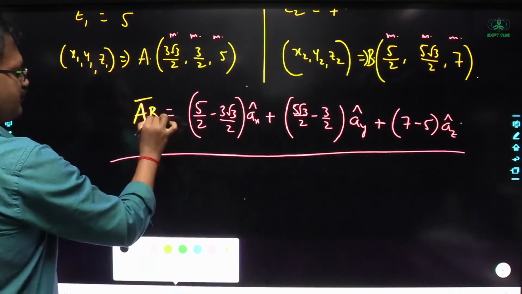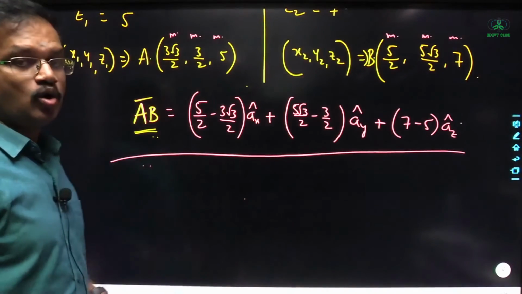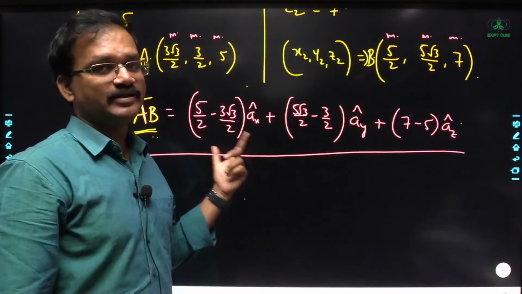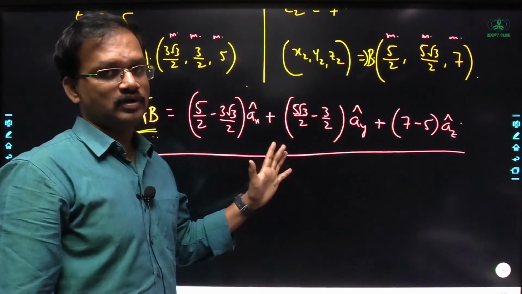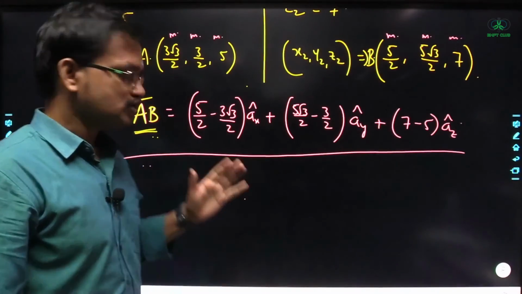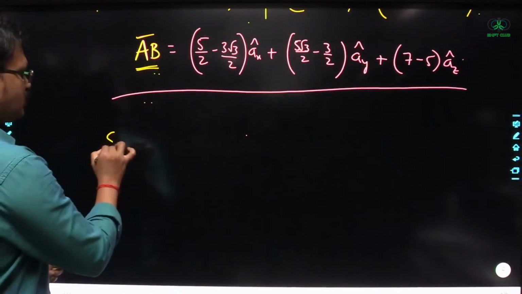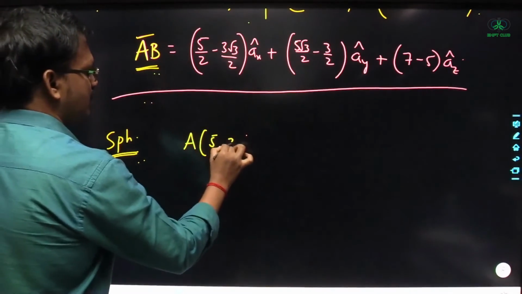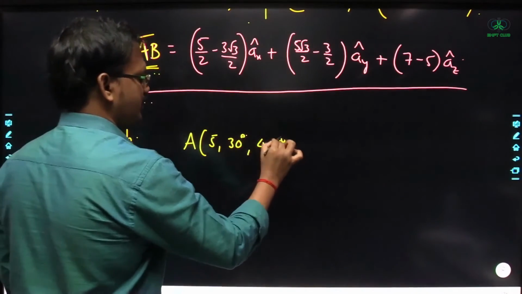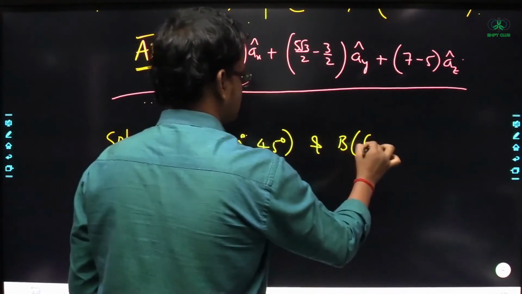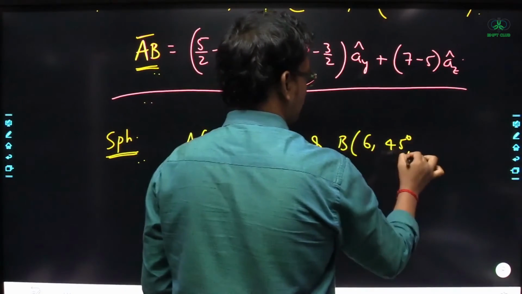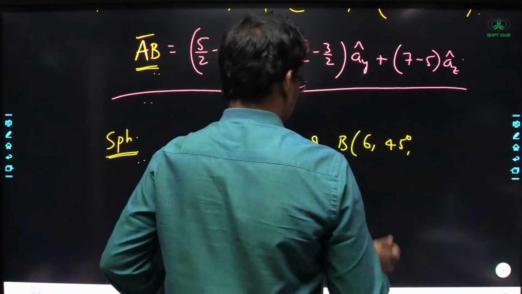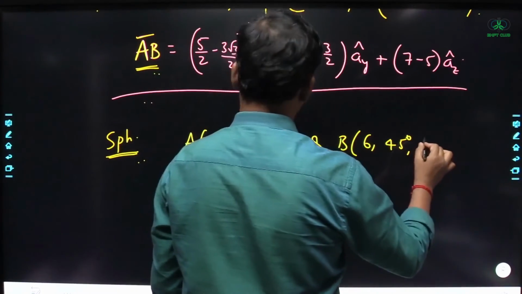So whenever they have given the coordinates in terms of cylindrical coordinates, you cannot directly represent it in vector form. The reasons I have already told. The same is the case with spherical coordinates. In spherical coordinates, suppose they have given point A like 5 comma 30 comma 45 degrees, and point B as 6 comma 45 degrees comma 60 degrees.